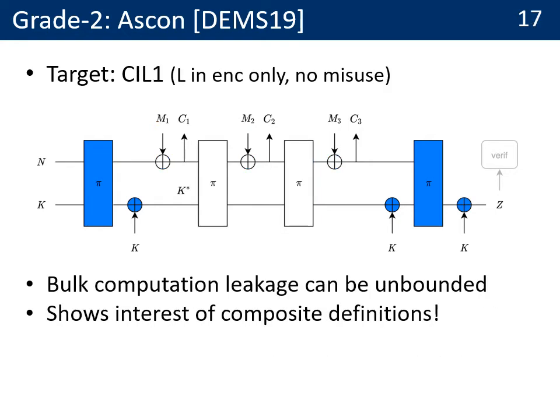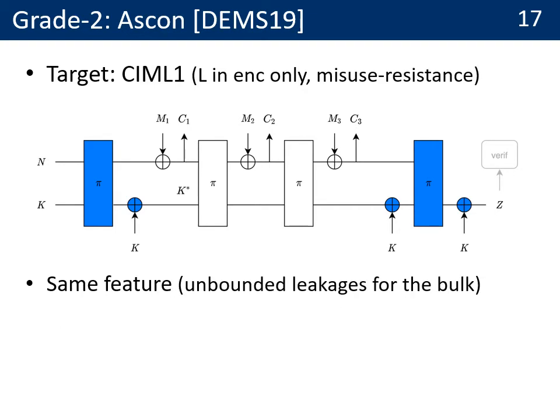Interestingly, integrity guarantees have even weaker requirements in the case of ASCON. Namely, ciphertext integrity with leakage in encryption only and no misuse can be guaranteed even if you leak all the ephemeral values of the computation in full. This shows the interest of composite definitions, and this guarantee is even maintained if you have misuse resistance.